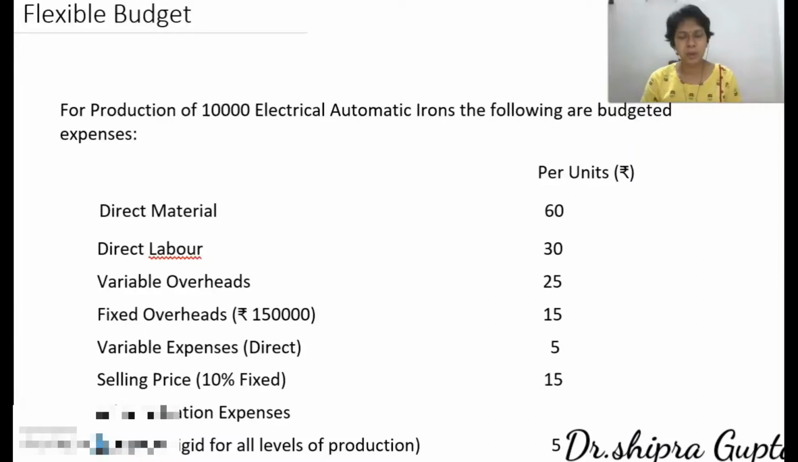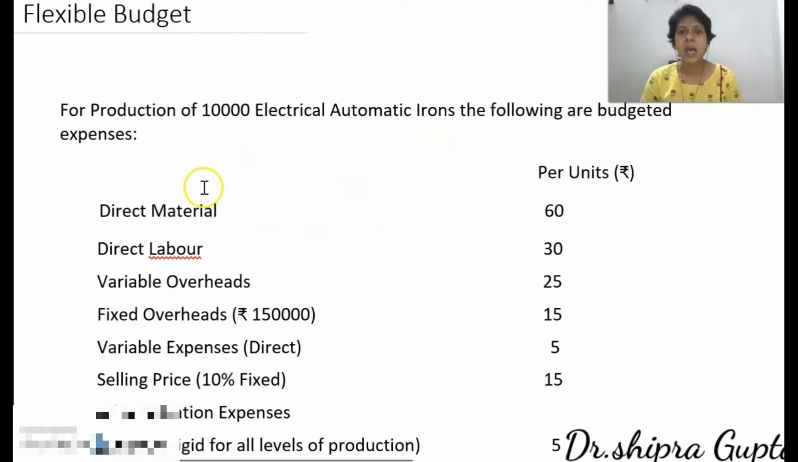Dear students, today my topic is flexible budget. In this type of question, how will you classify all the different items of cost such as fixed cost, variable cost and semi-variable cost, how will you identify these items? For example, for production of 10,000 electrical automatic irons, the following budget expenses are given.